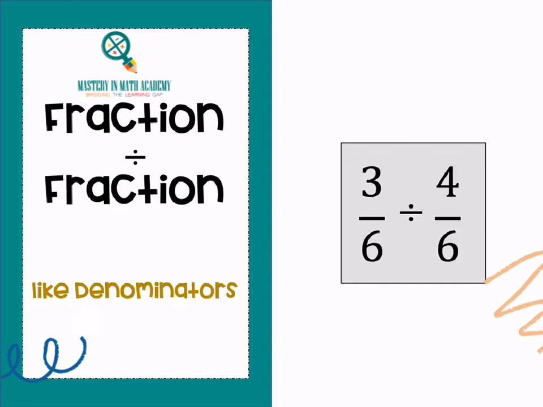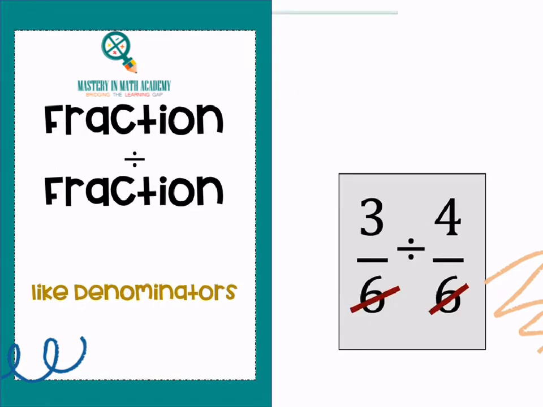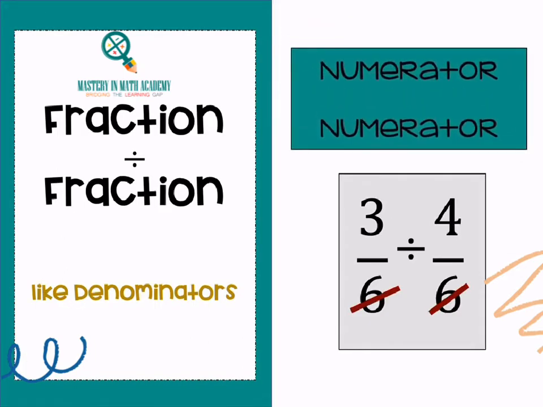Notice that your denominators are the same. And we know that when our denominators are the same, we are going to ignore them, meaning that you're not going to add, you're not going to subtract. In this case, we're not going to divide them. We are simply going to ignore our denominators. And then we are going to focus on our numerators. So you have 3 in your numerator and you also have 4 in your numerator. What are you going to do with these? You are going to divide your numerators.